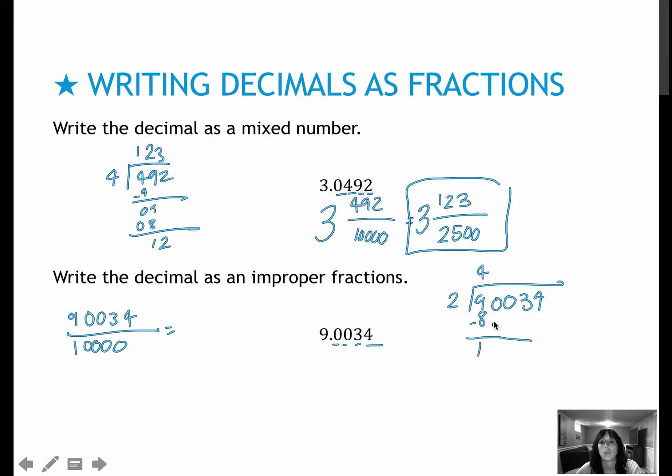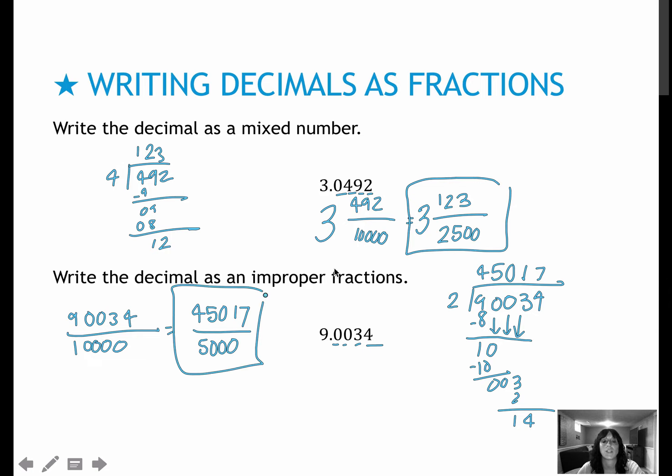The difference is 1. Bring down a 0. 2 goes into 10 5 times. Bring down the 0. Put a 0 as a placeholder. I can go ahead on the same step, bring down a 3. 2 goes into 3 1 time, which is 2. I subtract, I get 1. 2 goes into 14 7 times. So I get 45,017 over, if I divide 10,000 in half, that's 5,000. And no other values can come out. So as an improper fraction, that would be my solution.